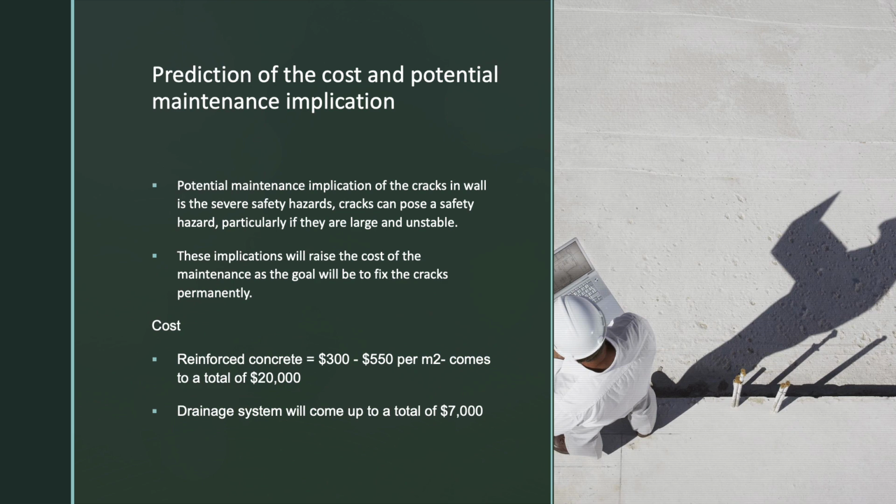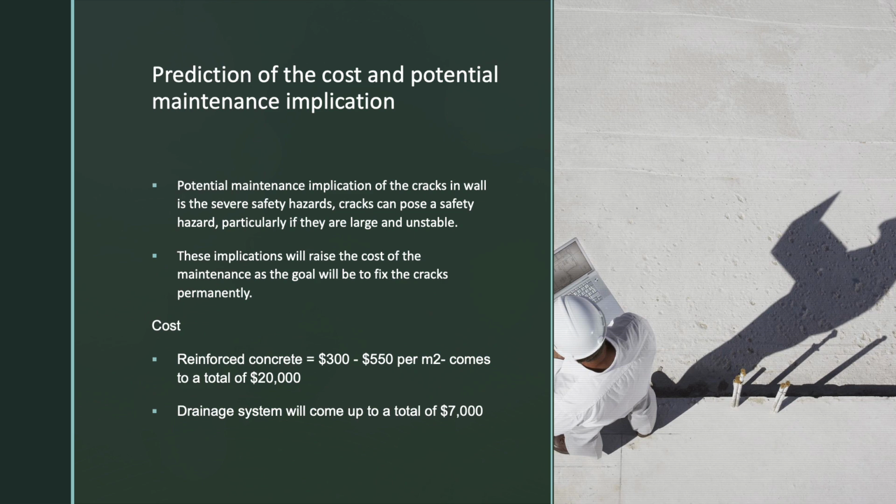A potential maintenance implication of the cracks in the wall is a severe safety hazard. Cracks can cause a safety hazard, particularly if they are large and unstable. They can potentially collapse, causing injury or damage to the property. These implications will raise the cost of the maintenance, as the goal would be to fix the cracks permanently. Sometimes the cost of fixing the property would make the owner consider demolishing the structure and building another one. Hence the reason why the cost prediction on the structure defects could be catastrophic.